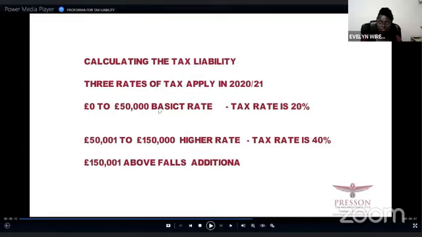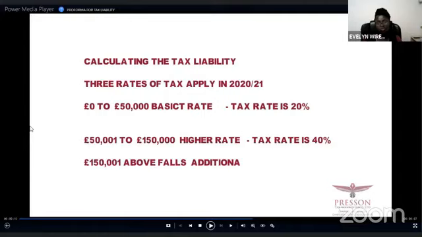But before we get on to the basic tax rate, I'm going to stop sharing this one and I'll give you an example very soon. But let's have a quick look. You can see that there are different tax rates. Three rates of tax apply in 2020-21. We have the basic rate, which starts from £0 to £50,000. And bear in mind, your personal allowance will be taken out.